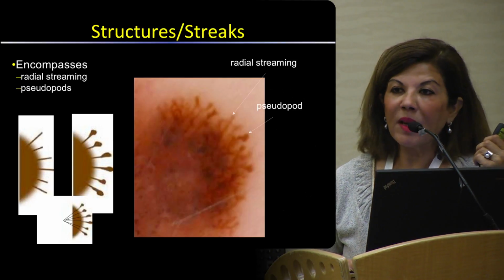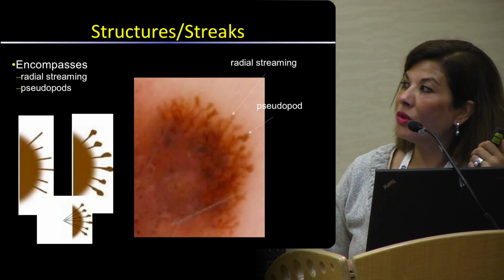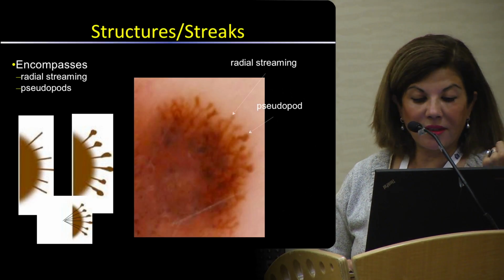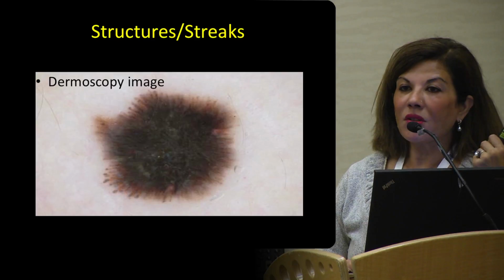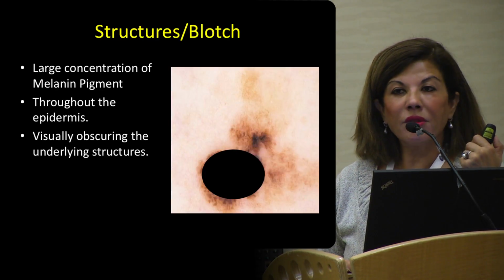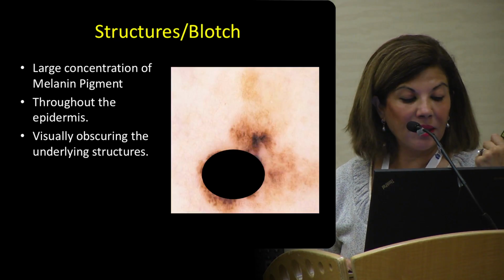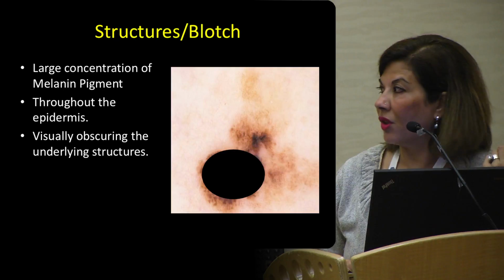Streaks are of two types: radial streaming, which looks like blunt needles, and pseudopods, which look like tennis rackets. This is a dermoscopy image of a streak. A blotch is a large concentration of melanin pigment that is present in the epidermis and typically obscures underlying structures.